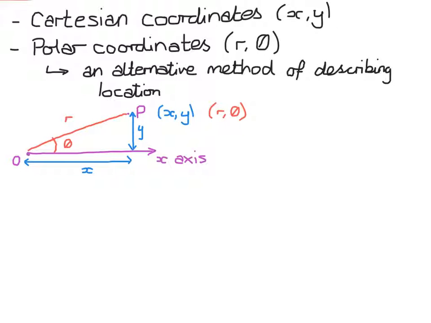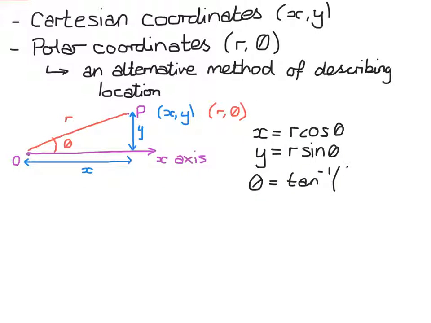Here, using trigonometry, we can see that x equals r cos theta and y equals r sin theta and theta equals tan to the minus 1 of y over x.